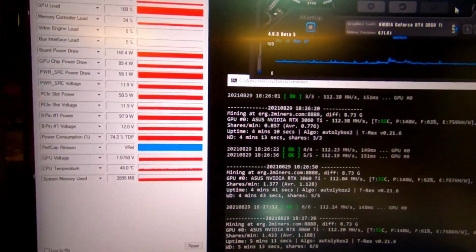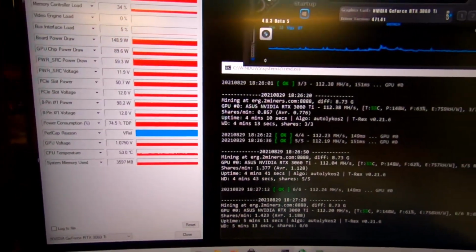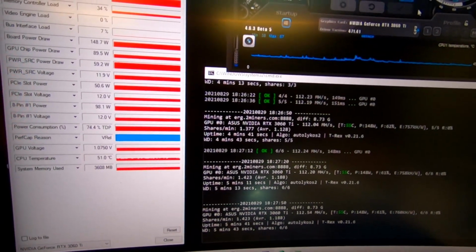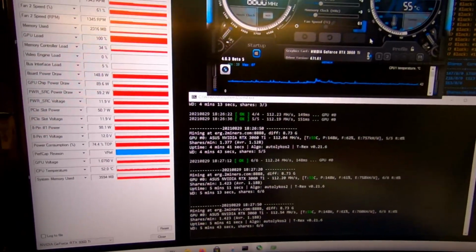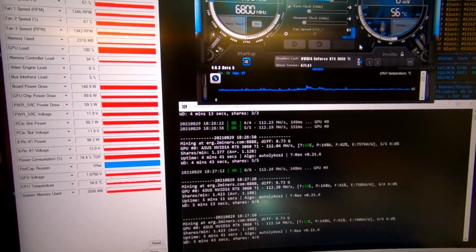So what I've heard and what I've seen, Ergo limits the hash rate after you've started overclocking to a certain percent, so you have to kind of play around with it. So let me set some overclocks and see the hash rates I can get. I'll be right back.